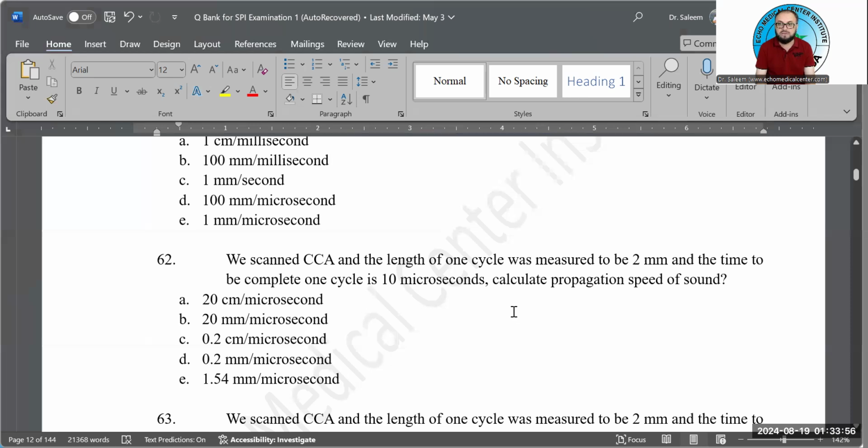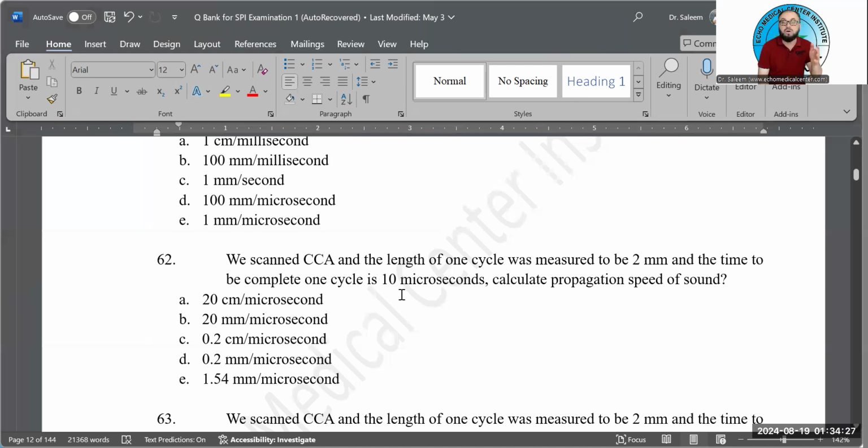Why? Because look at here. The frequency here is a little bit hidden. So first we have to find it, because the propagation speed is equal to operating frequency times the wavelength, or lambda. We have a wavelength, but where is the frequency? To know the frequency, we can find it from the timing. It says one cycle to be completed is 10 microsecond. So another formula for the frequency is 1 divided by T. The T here is the time to take one cycle.